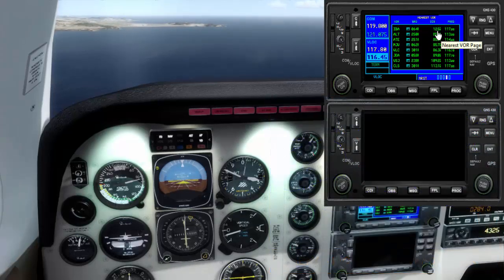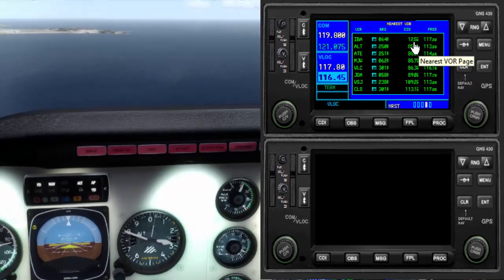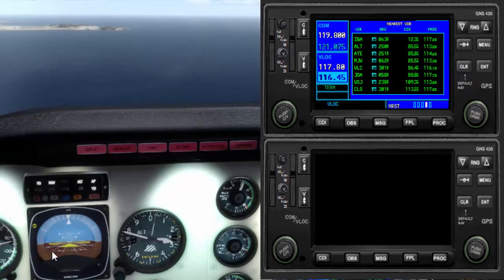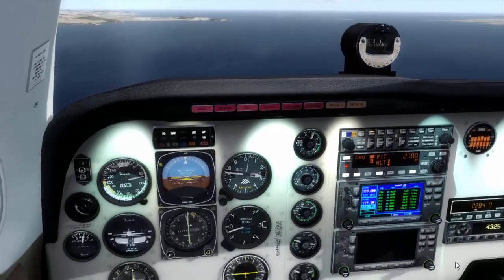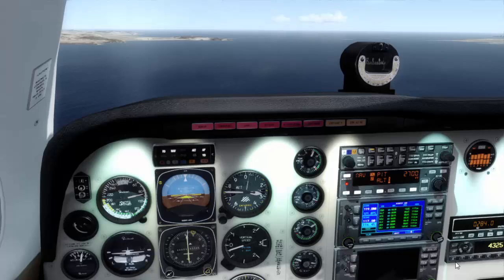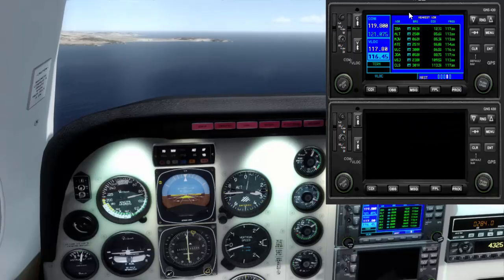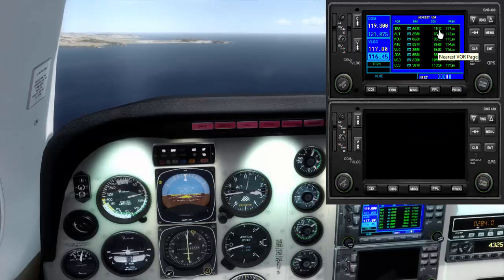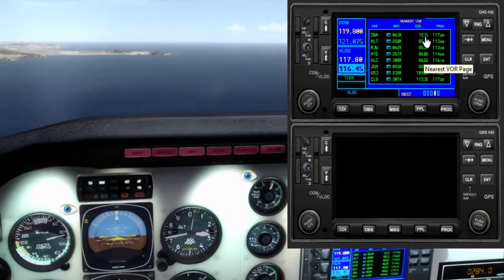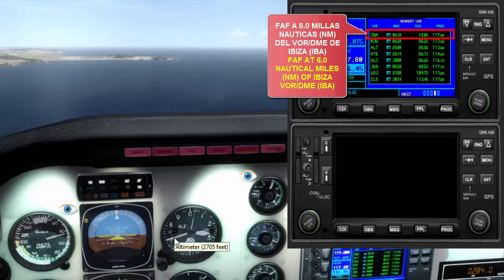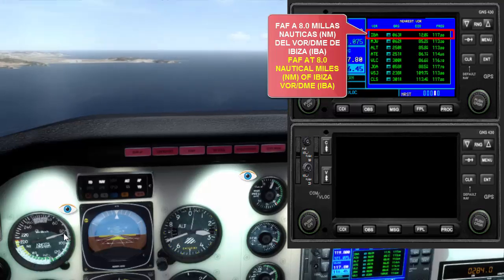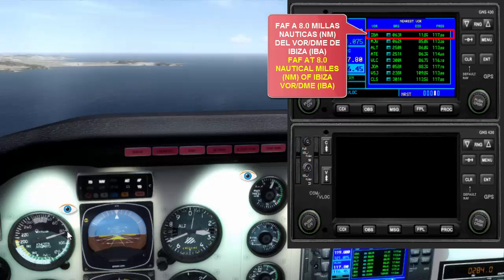It is following the radial 064, which is the opposite to the radial, which radial? The radial 244. That is what we are doing right now, and we are also programming a certain descent, because when we reach the final approach fix, we need to reach a certain altitude. And we have programmed that descent also.